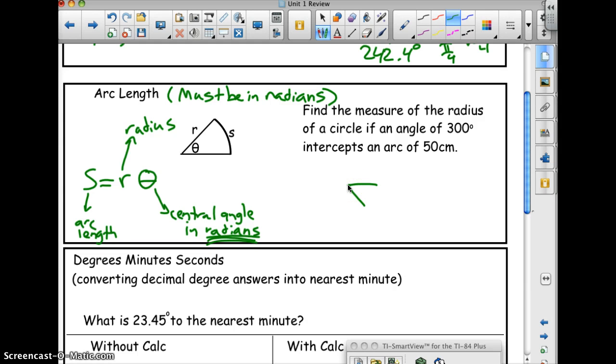So like a 300 degree central angle, what I have to do is change that to radians. So S equals R theta, and they want me to find the radius when the arc is 50. So 50 goes in for the S, the R I don't know. I cannot put 300 here. I need to take 300 and change that into radians, all right? 300 times pi over 180, just like that, and then you can reduce it.